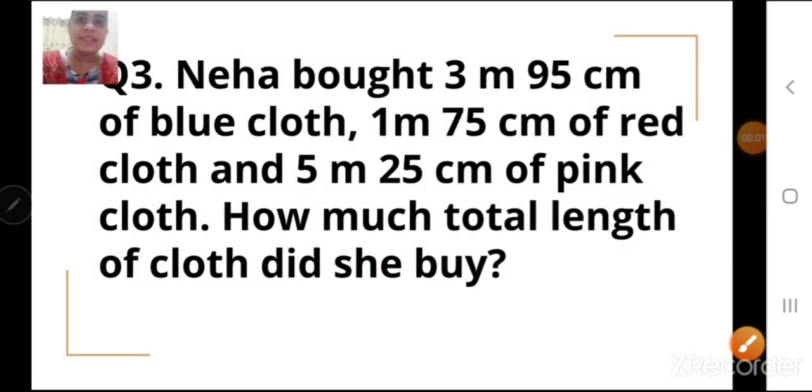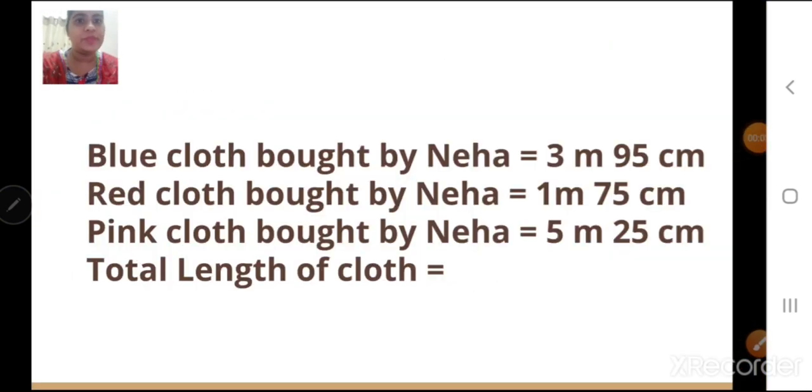Children, now let us write the statement. The statement we write from the question itself, whatever is given. What is given to us? Blue cloth bought by Neha is equal to 3 meter 95 centimeter. Then red cloth bought by Neha is equal to 1 meter and 75 centimeter. Then pink cloth bought by Neha is equal to 5 meter 25 centimeter. Then what do we have to find out? Total length of cloth. Children, note down the statements in your classwork.